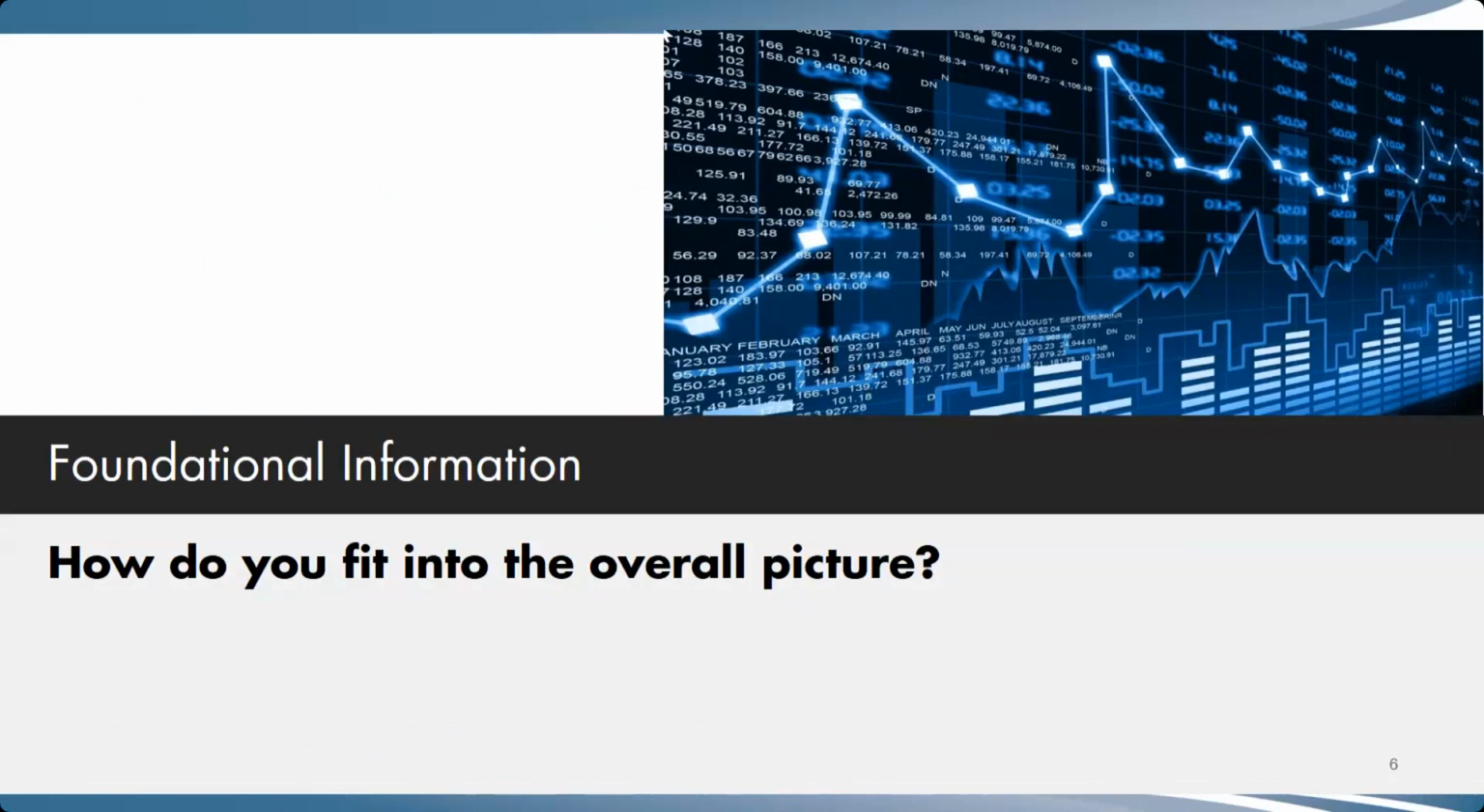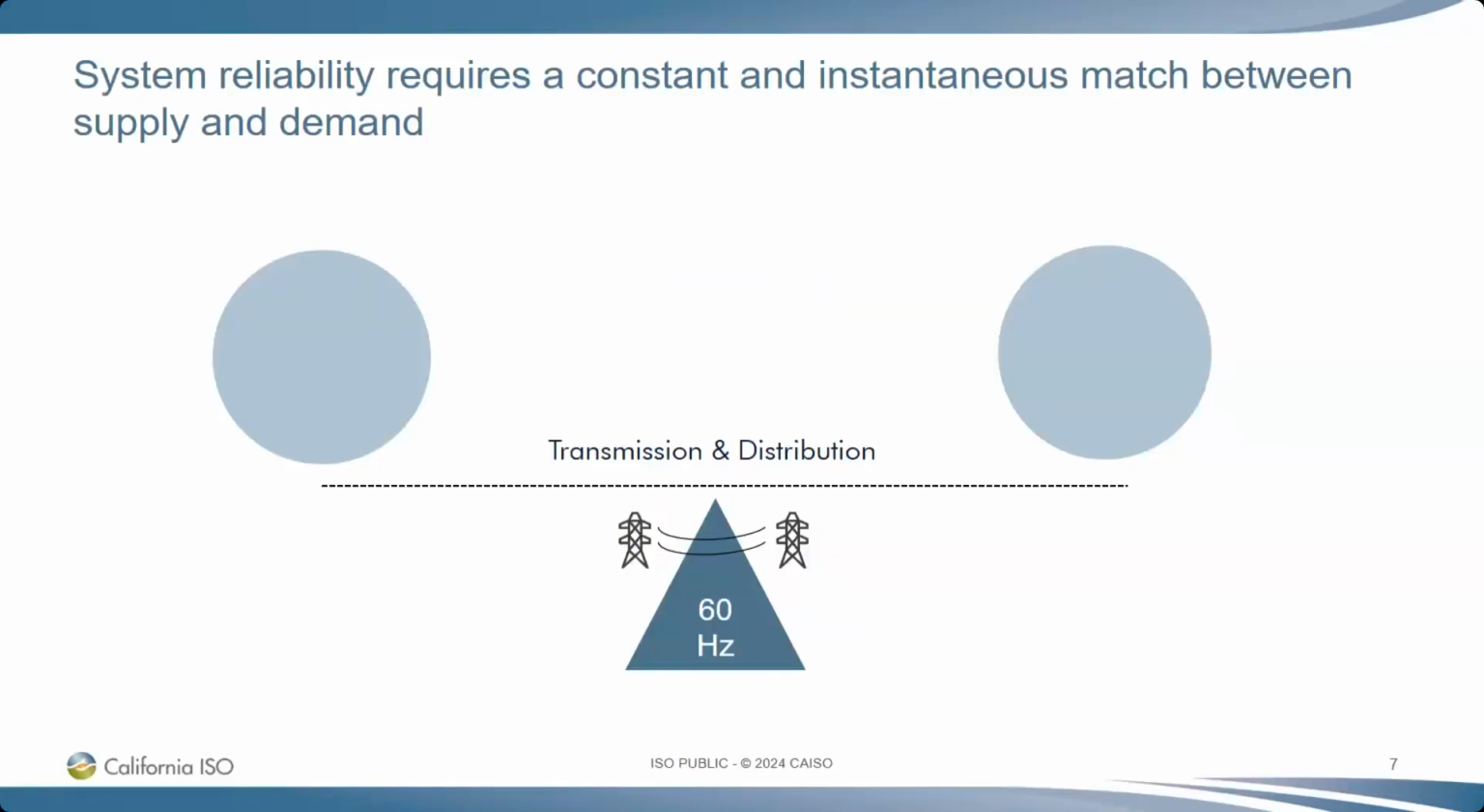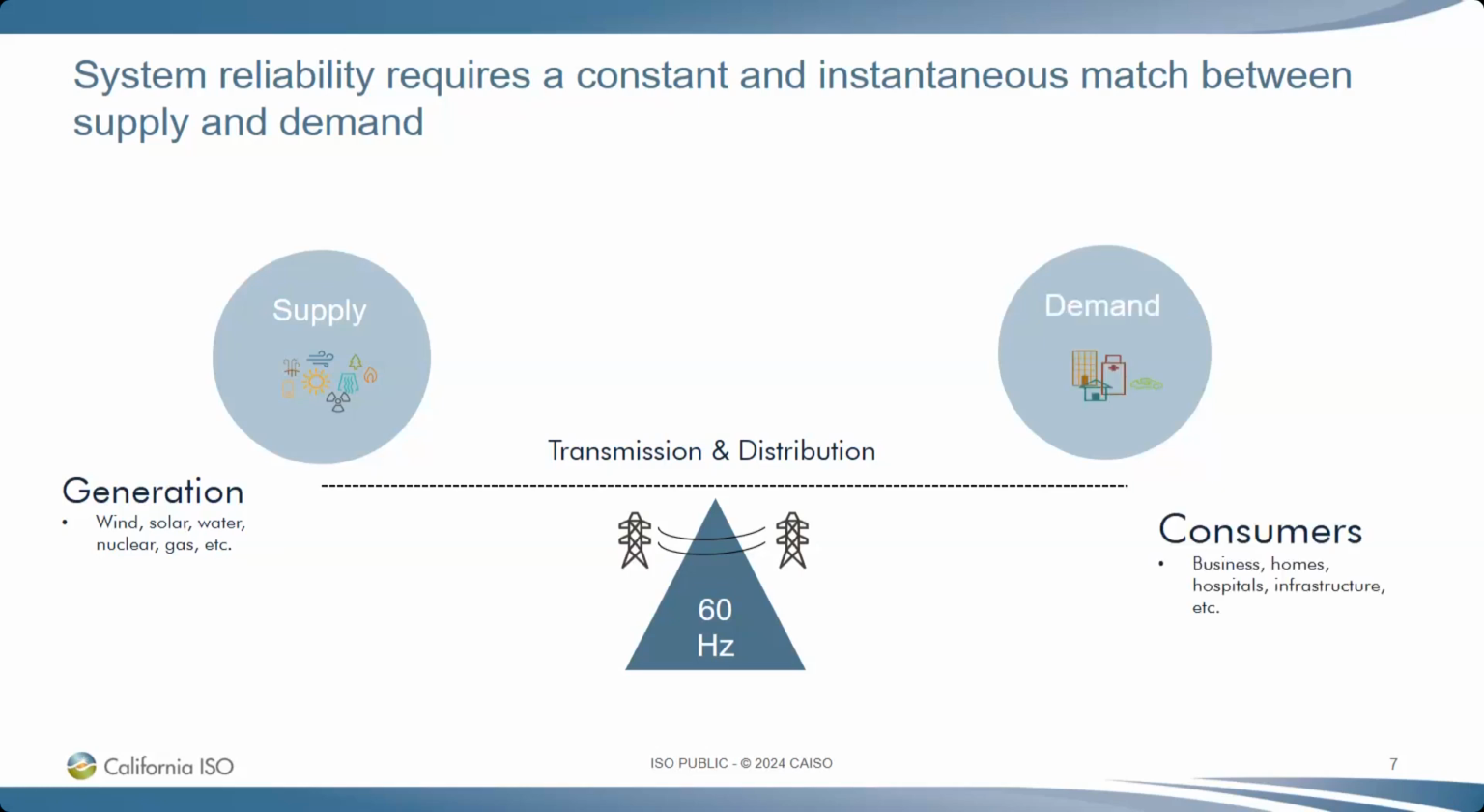So, foundational information: where do you fit into the overall picture? Many of you know we're balancing supply and demand. Supply is generation: wind, solar, nuclear, gas, batteries. Batteries are a huge part of that now. For those of you that are batteries, you might be wondering, am I generation? Yes, you absolutely are. When we talk about generation, you fall under that, even though you've got some different attributes and different ways of operating that we'll talk about in next week's class. You're supplying that energy and becoming more critical to it.